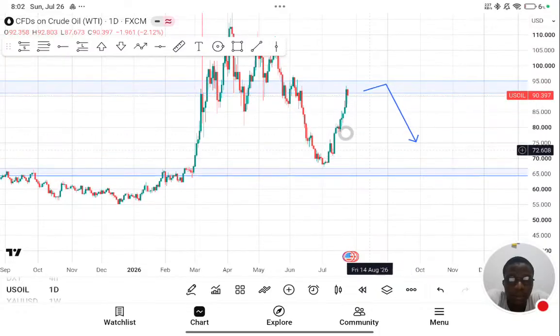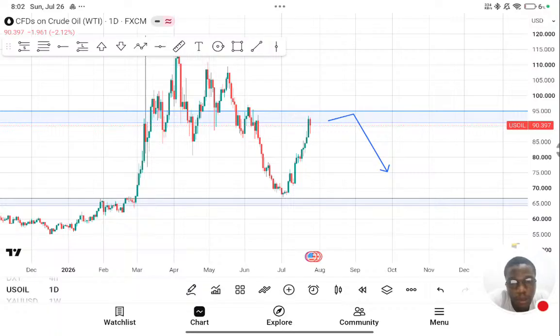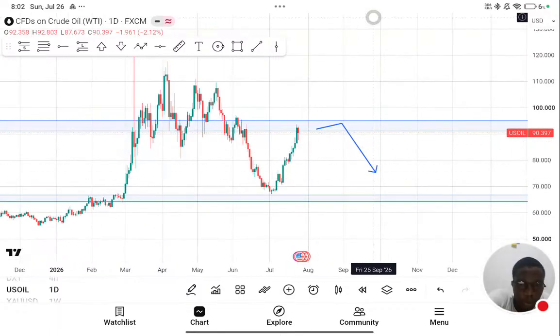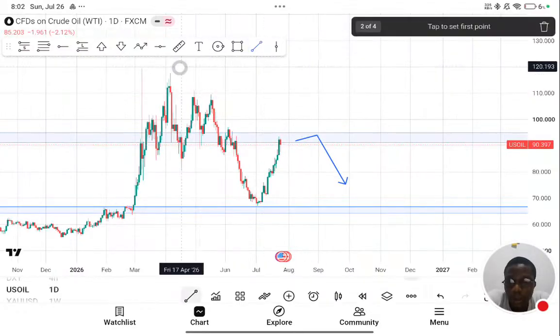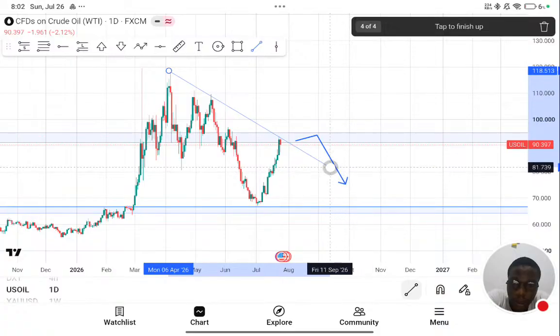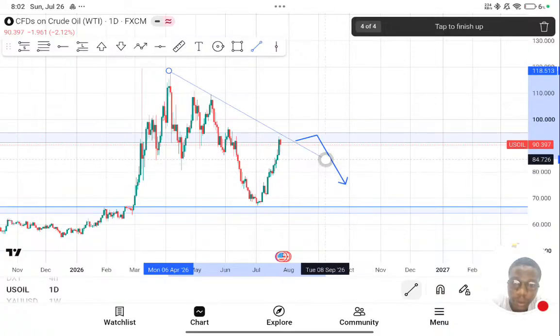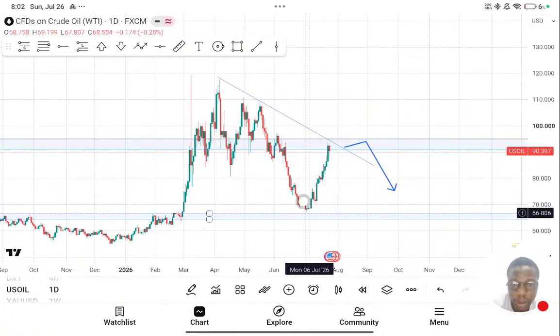But then selling US oil is risky, because once the war is persistent, it just goes up without respecting any type of market structure. So, and it's at this level. It's almost at this resistance, dynamic resistance.